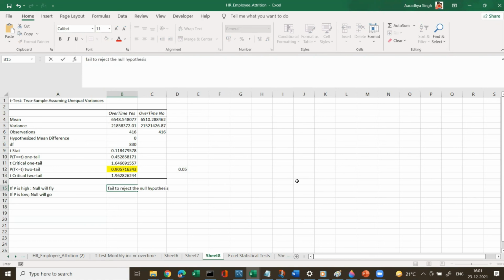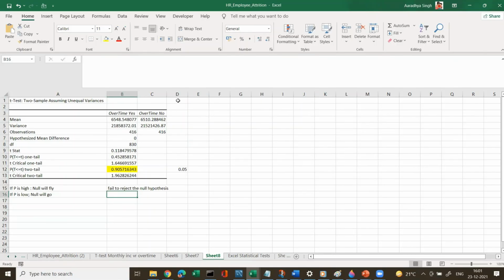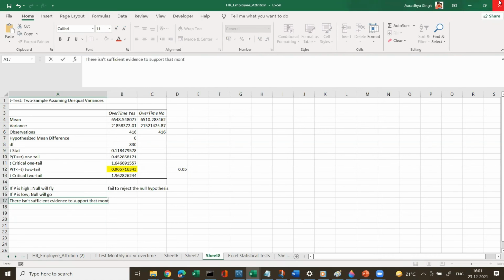And if you remember, our null hypothesis was that the average monthly income for the population that does overtime is equal to the average monthly income of those who don't do overtime. Hence, there isn't sufficient evidence to support that the population average monthly income differs for those who do overtime versus those who don't. This is going to be our conclusion. And this is what we can safely recommend to the organization, that average monthly income doesn't significantly change with the fact of whether the person is doing overtime or not.